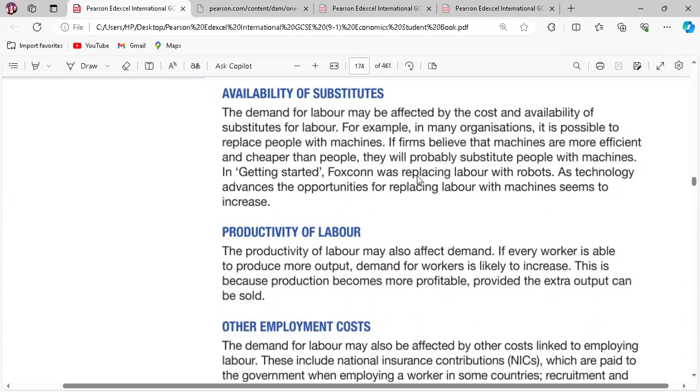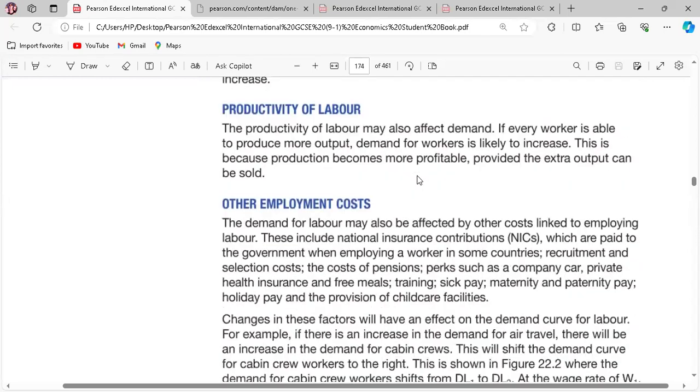So the demand for labor would reduce if firms realize that machines will be more efficient and more productive than workers. So the demand for labor will shift leftward from DL2 to DL1, and the quantity of labor that will be needed will reduce or contract from QL2 to QL1. That is availability of substitutes.